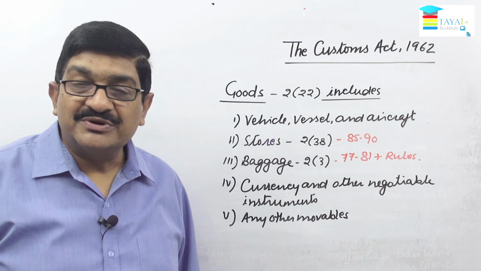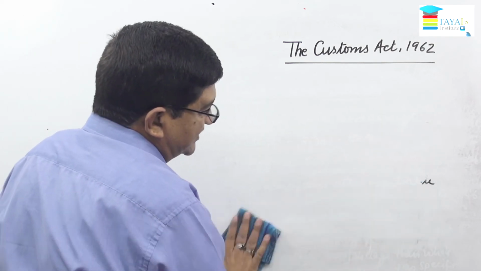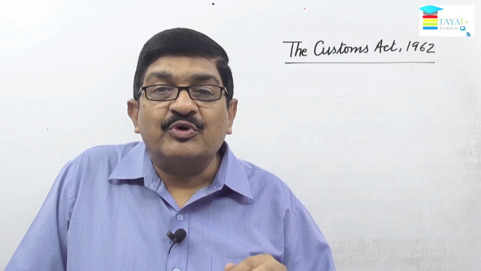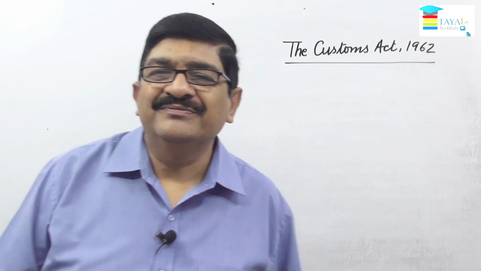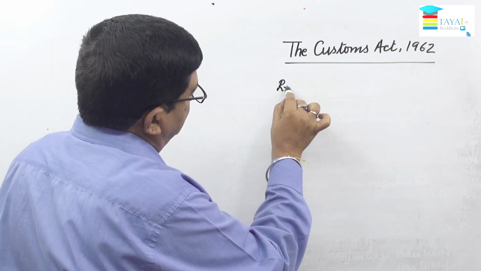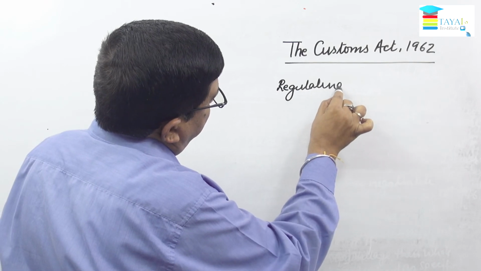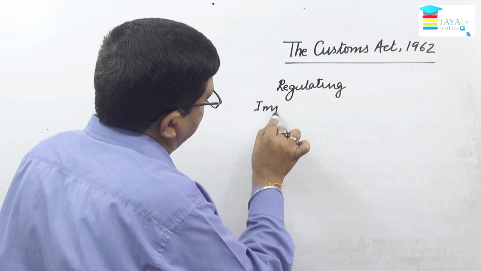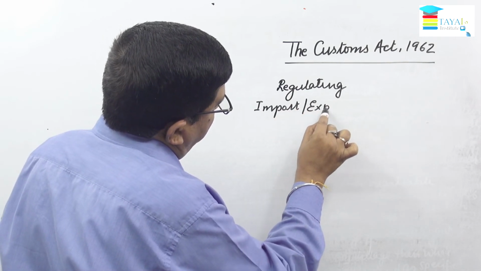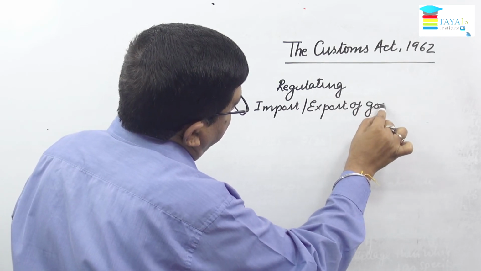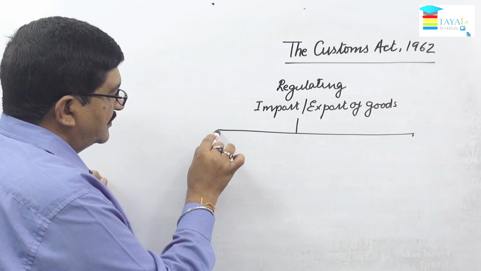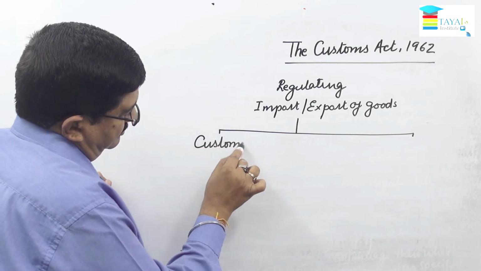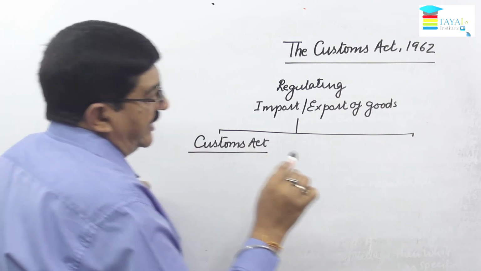Okay, so this is all about goods. So the first object of the act, that is levy and collection of duty on import of goods into India and export of goods from India. Okay, that is the first prime important thing. Number two, regulating import and export of goods, under the Customs Act and the foreign trade policy.